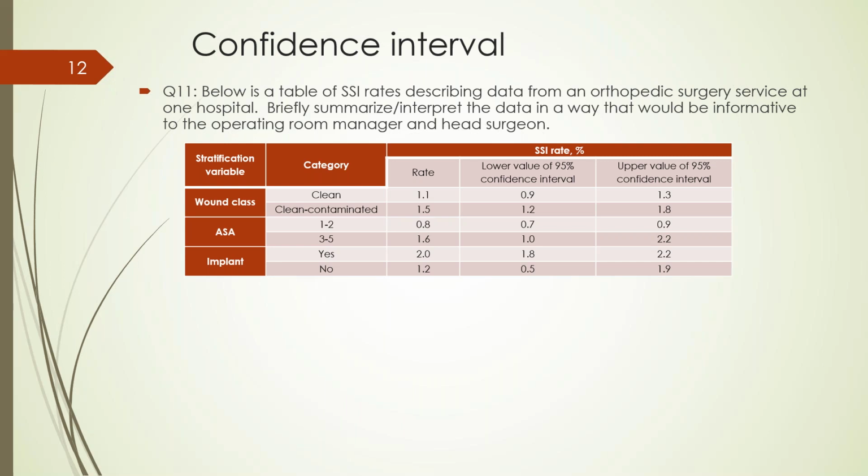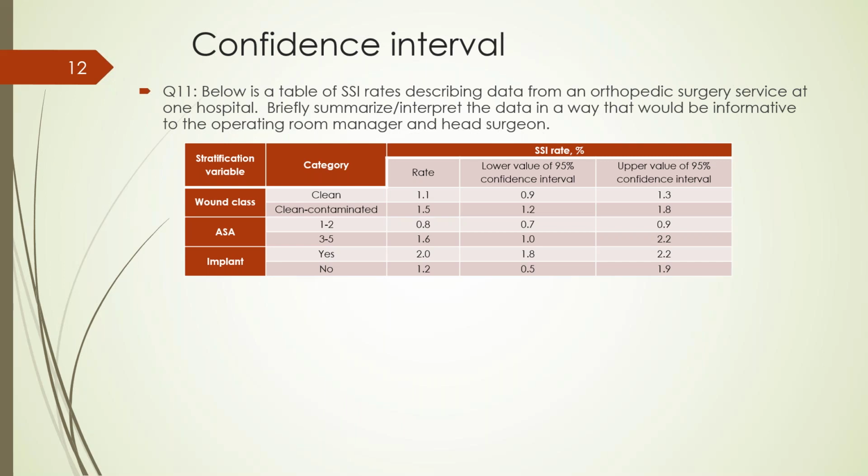Then the next column, the second column, breaks up those stratification variables into the categories. So for wound class, we've got either clean or clean contaminated. So surgeries that were categorized as clean or clean contaminated. And then for ASA, the patients are categorized as being either ASA 1 or 2, so those are relatively healthy people, and then ASA 3 to 5 are the patients that have more serious health conditions going into the surgery. And then the category for implants would be either yes or no.